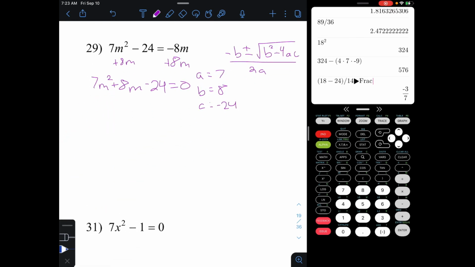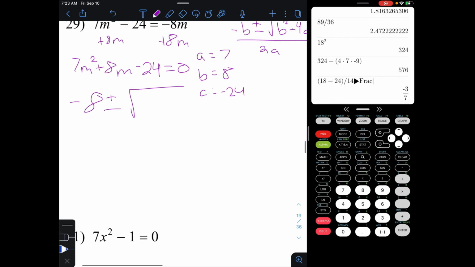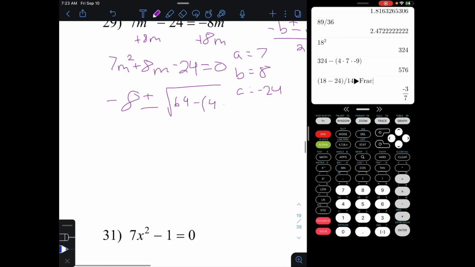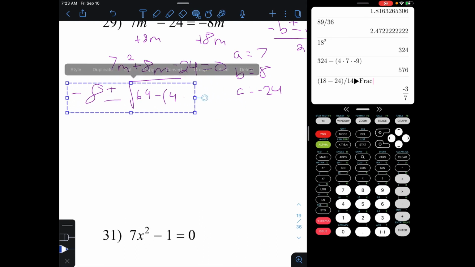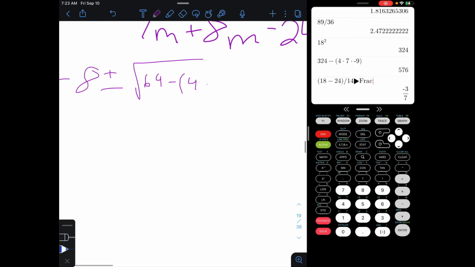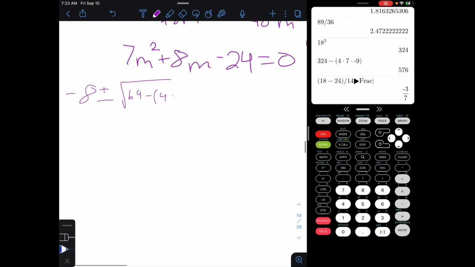So we do the opposite of B. In this case, it's just going to be negative 8 plus or minus the square root. And then B squared is going to be 64 minus, and then we've got 4 times A, which is 7, times C, which is negative 24. And then that's all over 2A, which is going to be 2 times 7, which is 14.